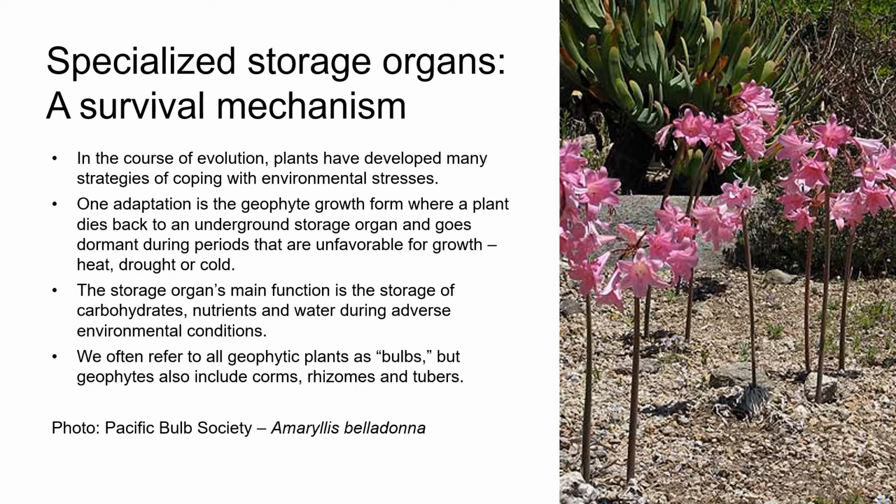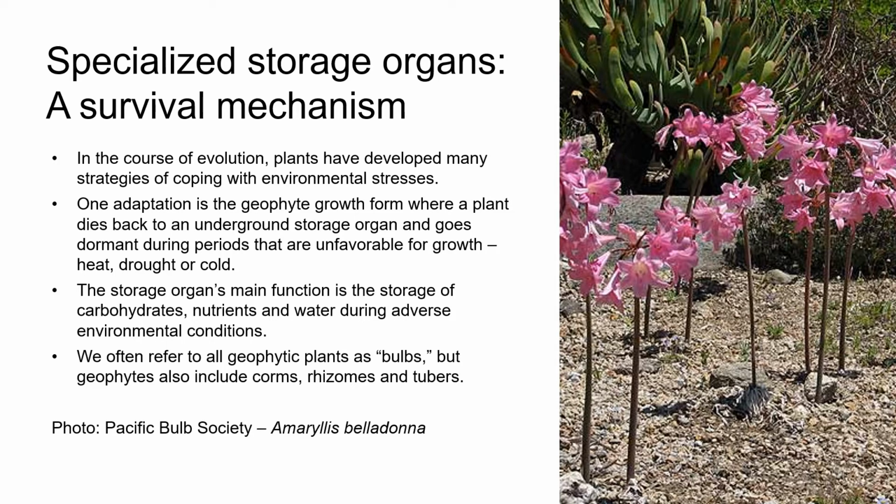Over the course of evolution, plants have developed many strategies for coping with environmental stresses. One adaptation is the geophytic growth form, where a plant dies back to an underground storage organ and goes dormant during periods that are unfavorable for plant growth, such as prolonged heat, drought, or cold. The storage organ's main function is the storage of carbohydrates and water during these adverse environmental conditions.